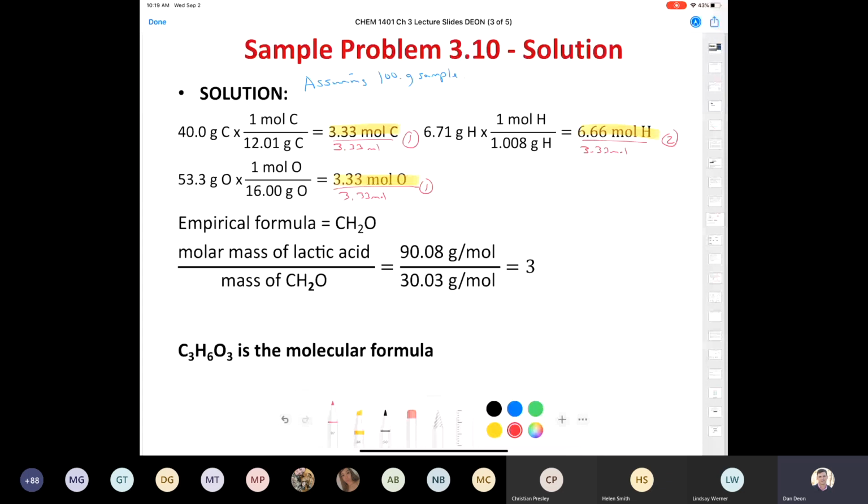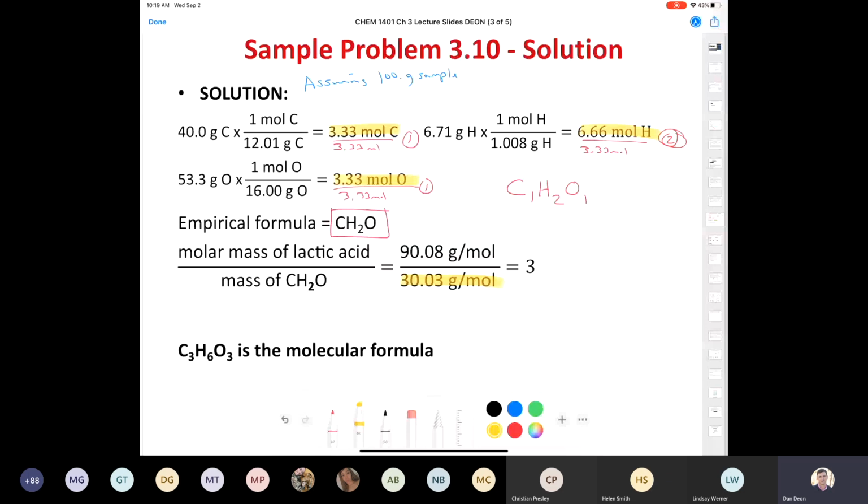And so my empirical formula would be C1H2O1, which is CH2O. So that's my empirical formula. But if I calculate the mass of that empirical formula, it doesn't equal 90.08. It equals 30.03. I've added up the mass of one carbon, which is approximately 12, two hydrogens, that's 14 total, plus 16 gives you 30.